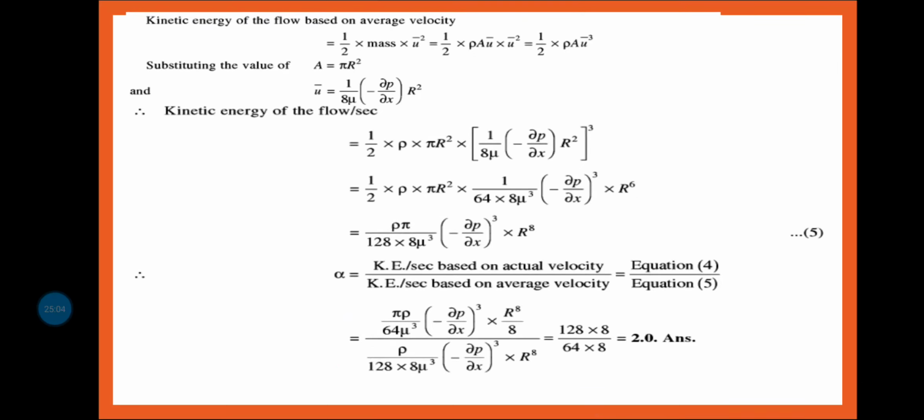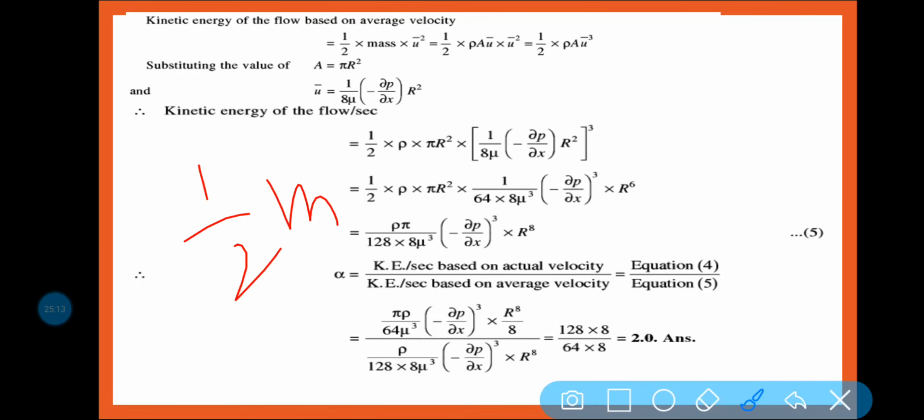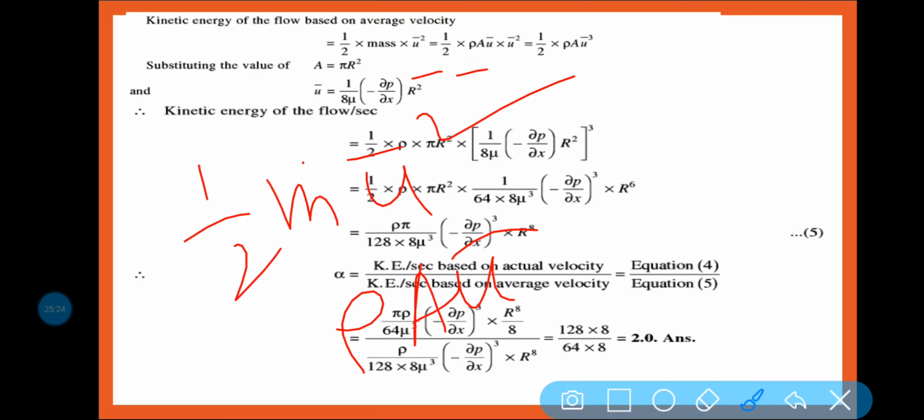Okay, now we need to find out the kinetic energy of the flow based on average velocity. So based on average velocity, you know that half m v square, at that time half m, m is the mass flow rate, v square means u bar square. Now mass flow rate is equal to rho into area into average velocity. So half into rho into area into average velocity into u bar square, that is your average velocity square. So half into rho into A into average velocity cube.